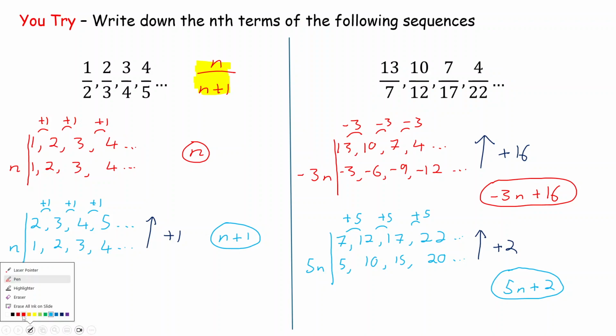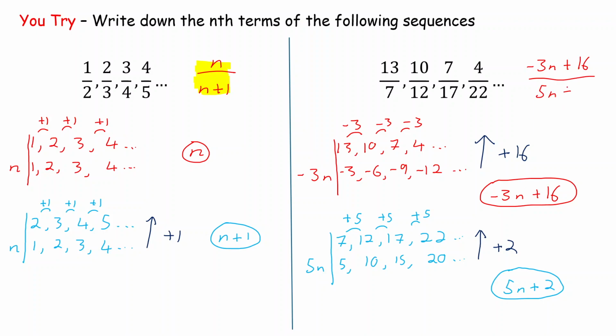Therefore, overall, my nth term is going to be minus 3n plus 16, or 16 take away 3n, which means the same thing, over 5n plus 2. And that is my answer.